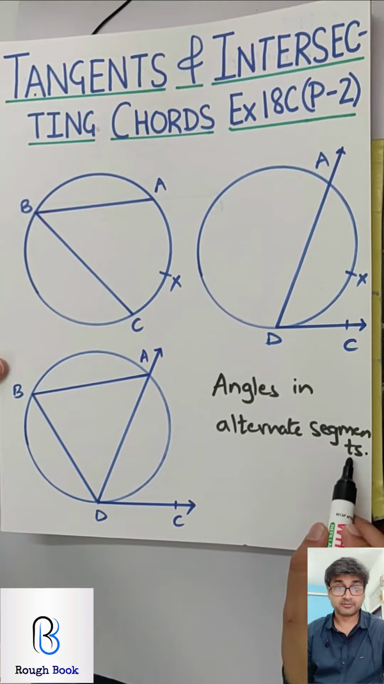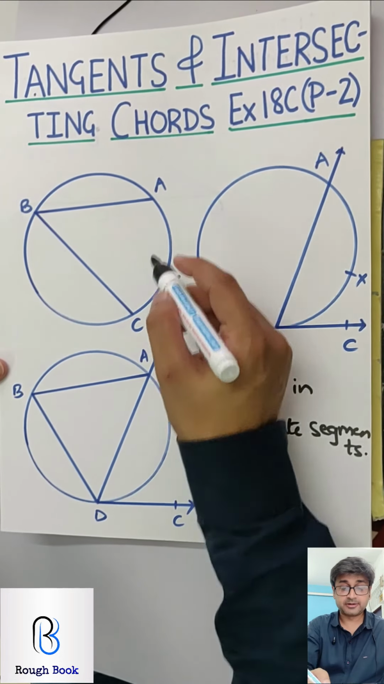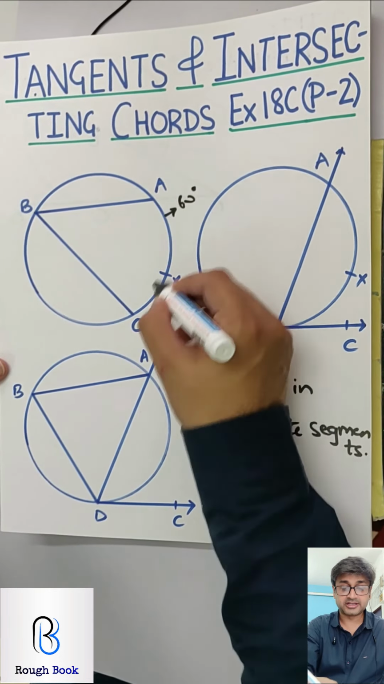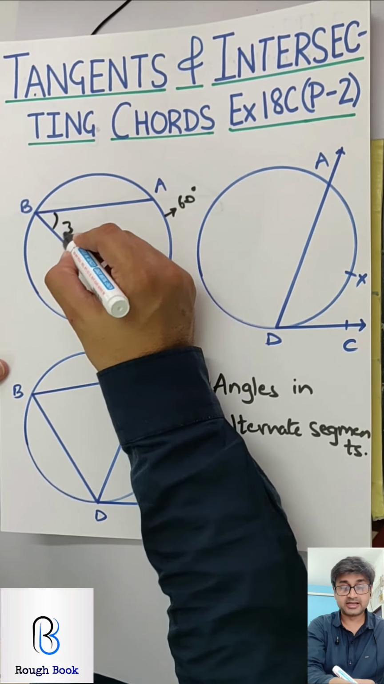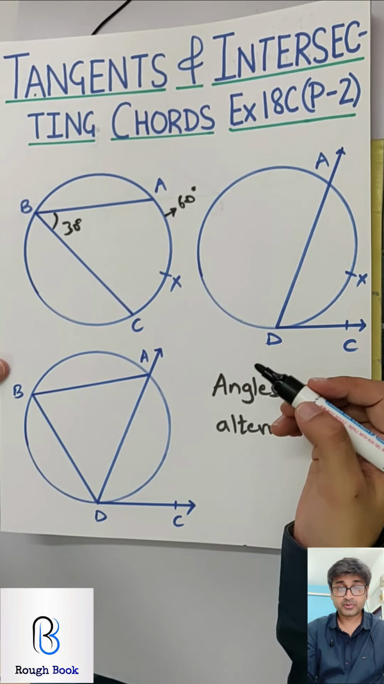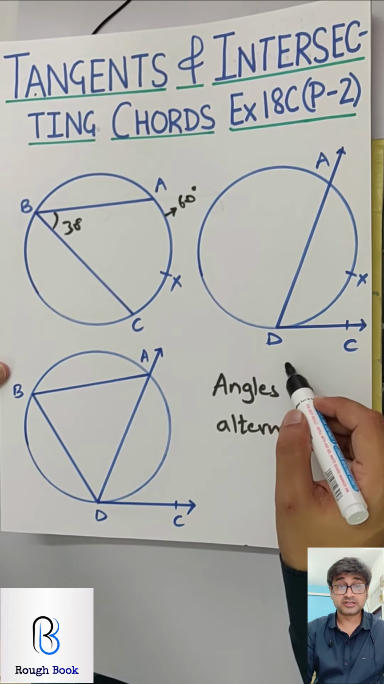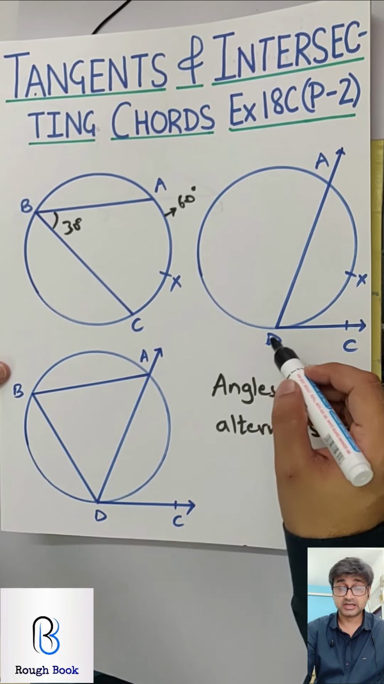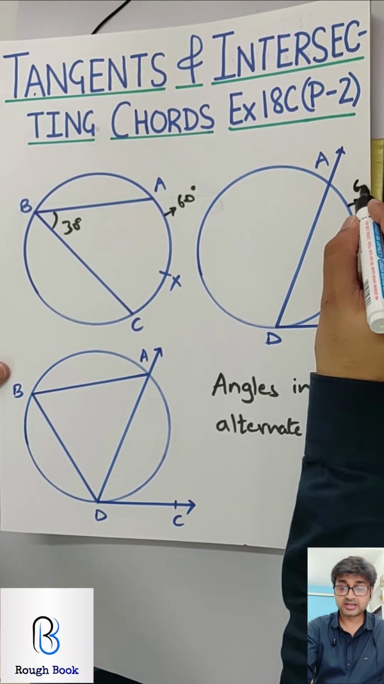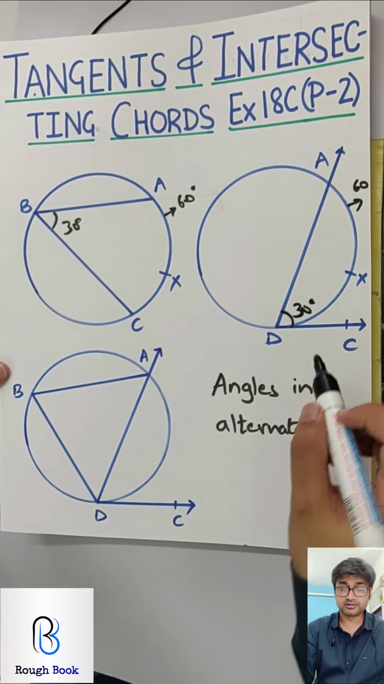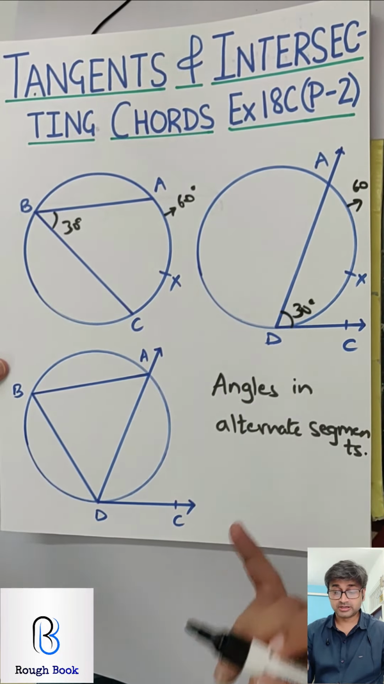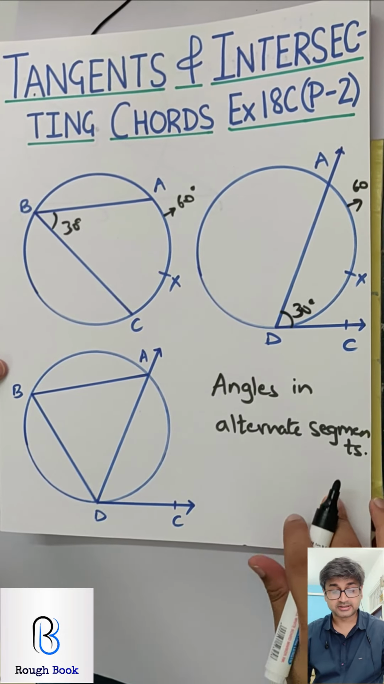Angles in alternate segments. What is it? So inscribed angle theorem, if this arc AXB is 60, then this angle will be 30, half of it. Yeah, that's from the circle chapter. From this chapter we got the tangent secant theorem. That means if this arc is 60, this angle will be 30. Merging these two is this one, angles in alternate segments.